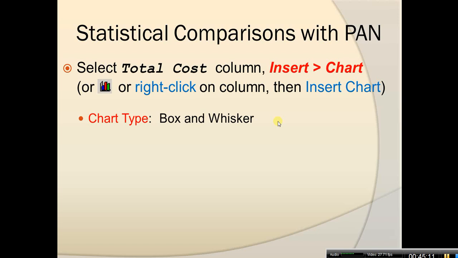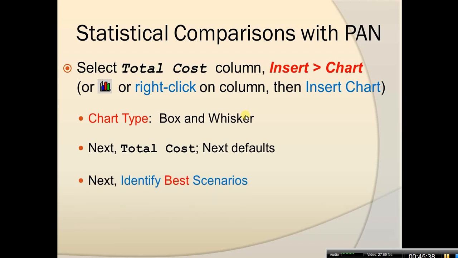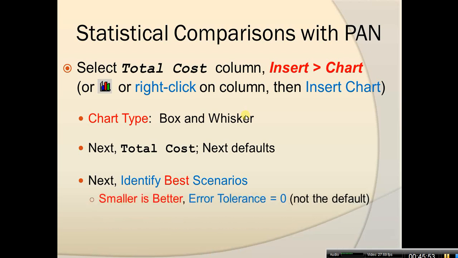So I'm going to select the chart type box and whiskers, and the box and whiskers chart helps us understand the statistical values that we get for different variables. And in this case, we're going to be looking at the total cost. So we're going to select total cost as our variable that we're going to chart, and then we can click identify best scenarios, and the process analyzer will automatically do the comparison, looking at the differences between different scenarios to find what is the best scenario.